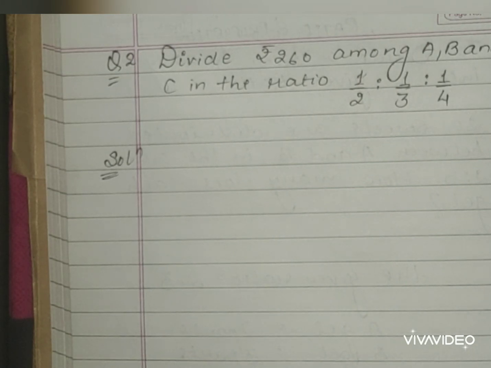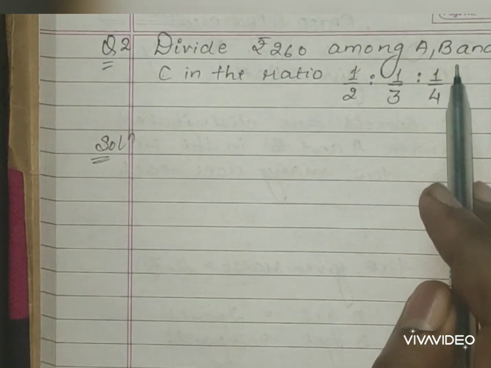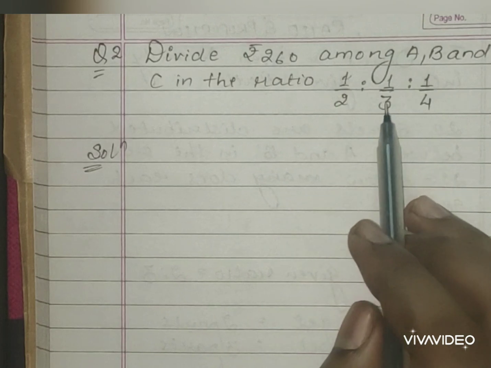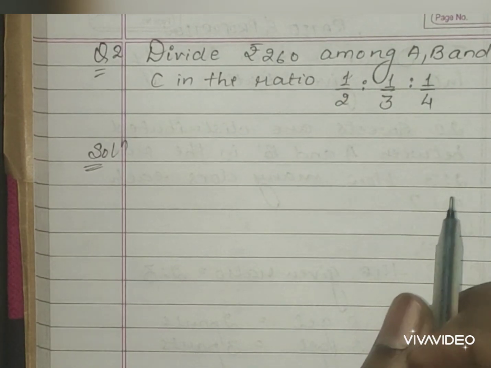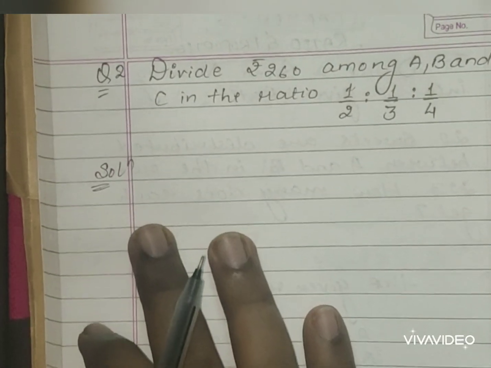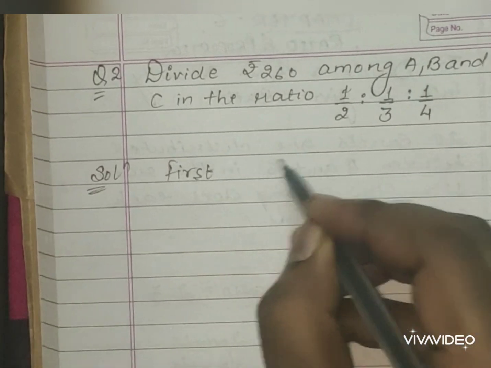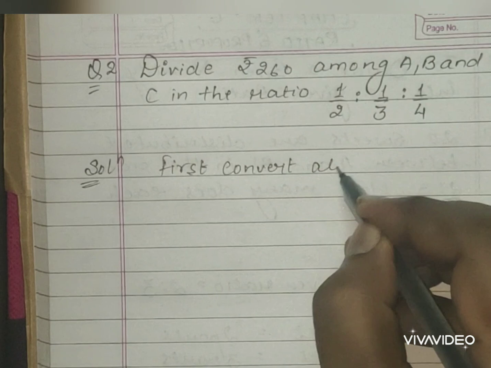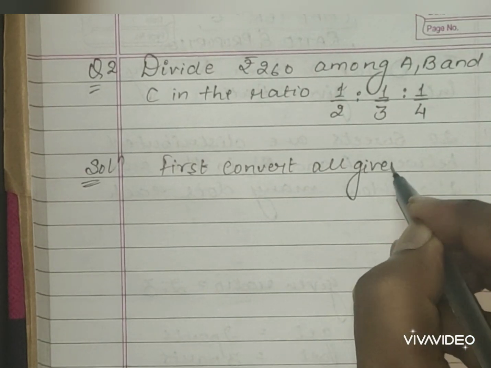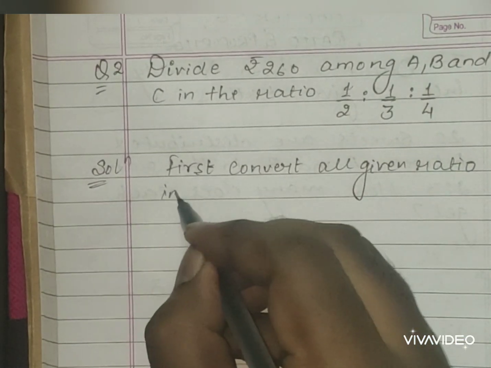Now let's see another question based on a similar thing. So here you have to divide rupees 260 among A, B and C in the ratio 1/2, 1/3, 1/4. So in the solution, what we will do first? First, convert all given ratio in simplest form.